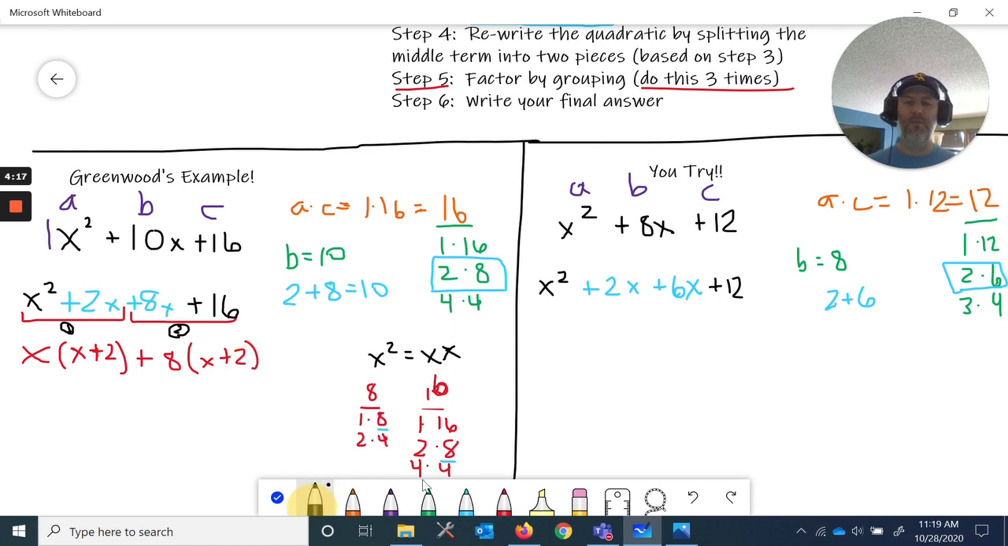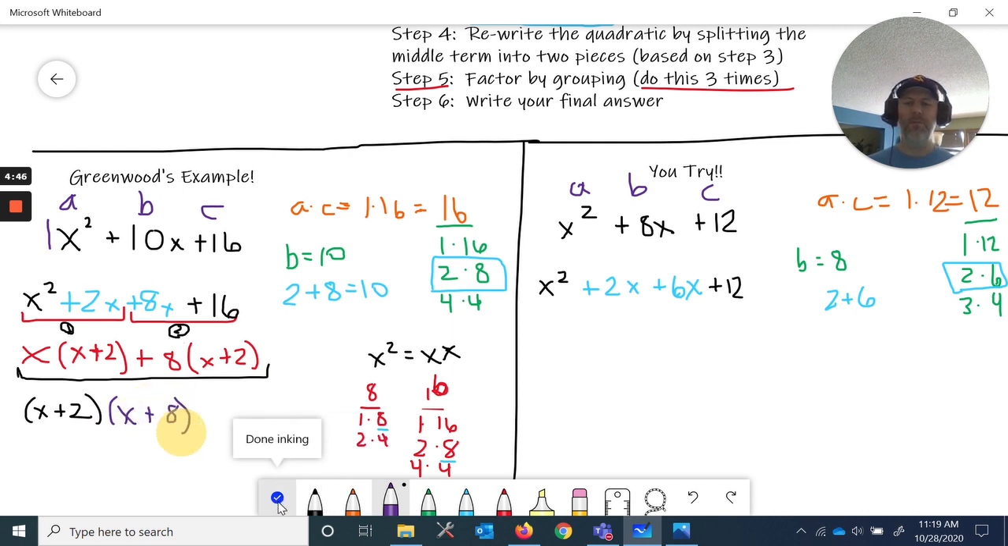Now the third factor by grouping. You'll notice something kind of interesting happens. These two parentheses are the same. So I'm going to factor an x plus 2 out of both terms here. I'm left with an x right here, and an 8. So there's the completely factored expression: x plus 2 times x plus 8.